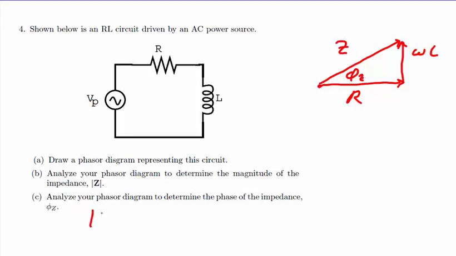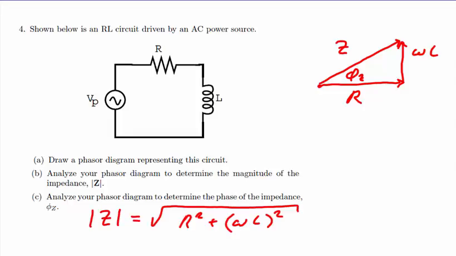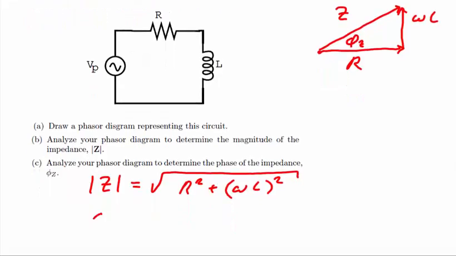We can use the Pythagorean theorem to determine the magnitude of the impedance, as shown by this expression, and we can also use the inverse of the tangent, opposite over adjacent, in order to give us the phase angle. This is a complete solution to parts A, B, and C, since we have yet to be given numbers to plug in.